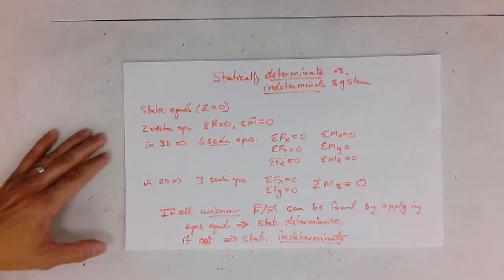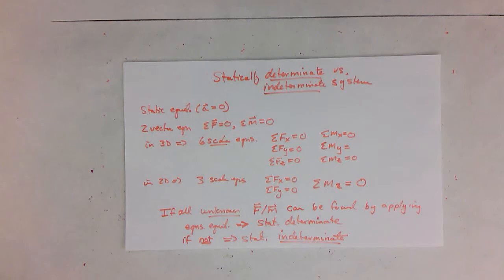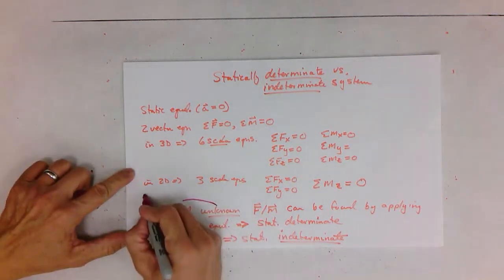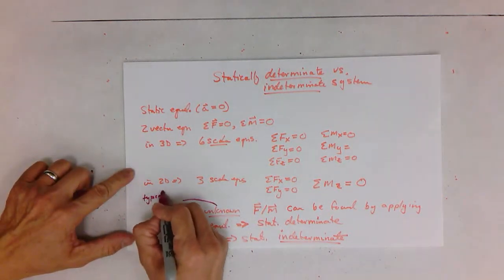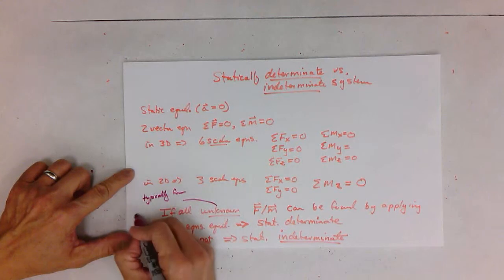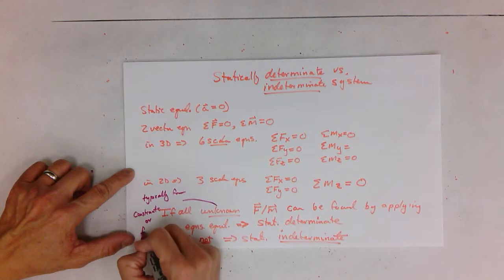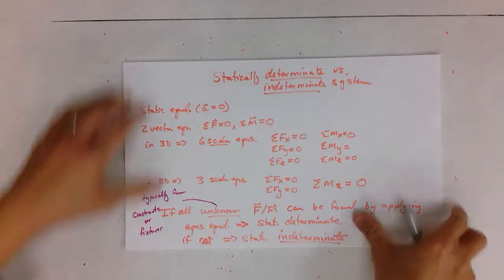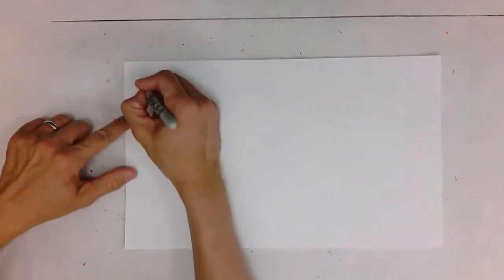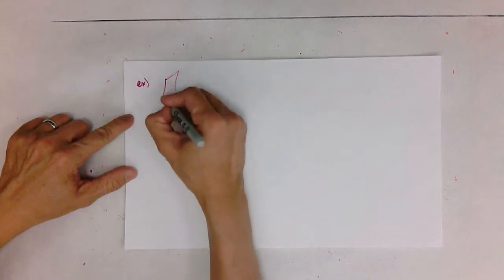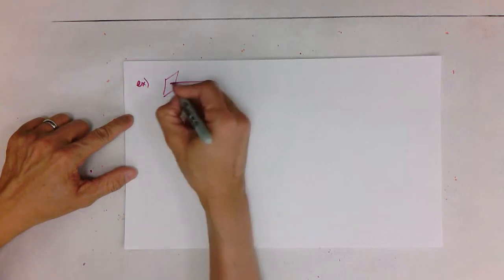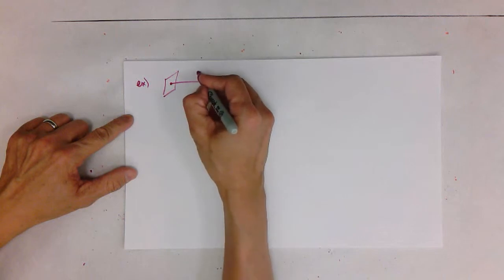Okay, so unknown forces typically come from constraints or fixtures. Let's take a look at an example here. Let's go back to the good old cantilever beam. We have a beam that's fixed into the wall. I'm going to apply a force at an angle here.